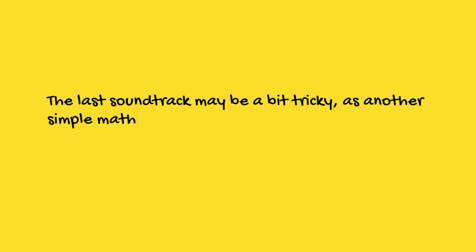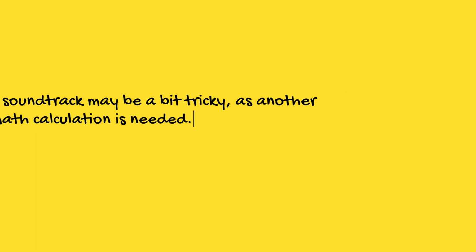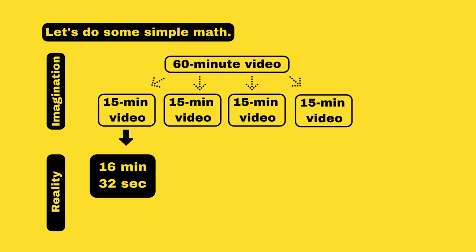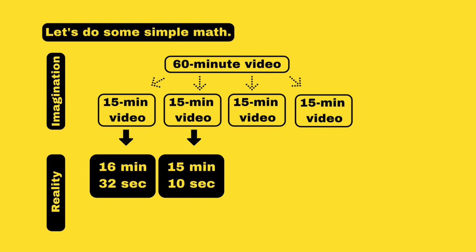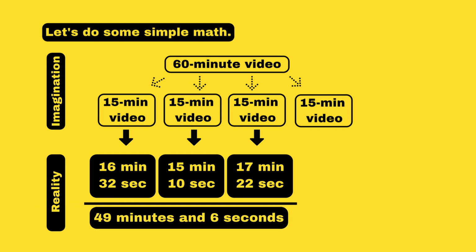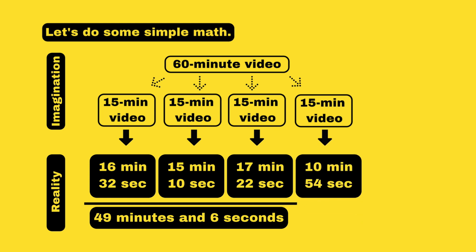The last soundtrack may be a bit tricky, as another simple math calculation is needed. In my case, the first soundtrack is 16 minutes and 32 seconds long. The second is 15 minutes and 10 seconds long, and the third is 17 minutes and 22 seconds long. Adding these together, they have a total length of 49 minutes and 6 seconds. Therefore, to have a 1-hour video, the last soundtrack needs to be 10 minutes and 54 seconds long.